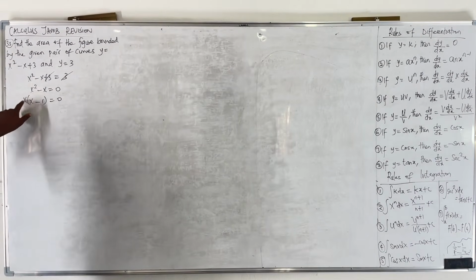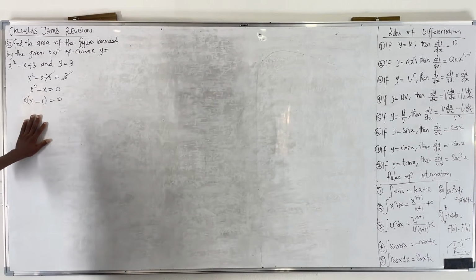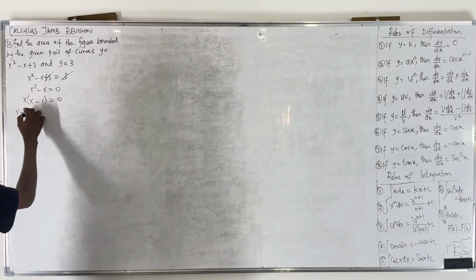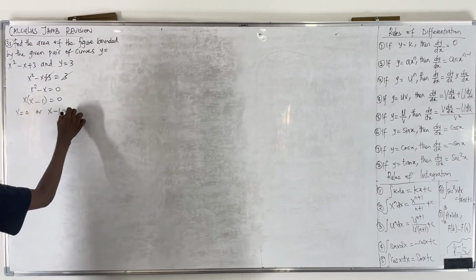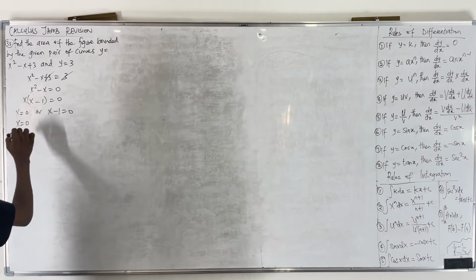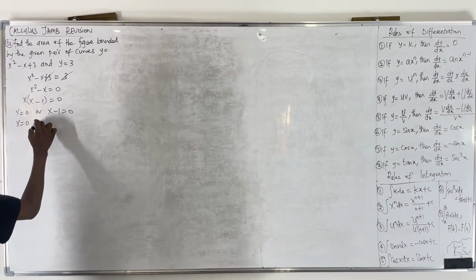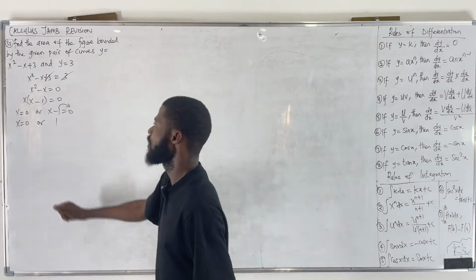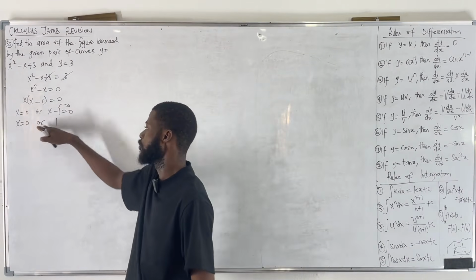Now, if you are multiplying two things and the answer is 0, it means any of them could have been 0. So x is equal to 0 or x minus 1 is equal to 0. So x equal to 0 is already simplified. Or take your minus 1 to this other side. This will be 1. So that means our limit will become from 0 to 1.